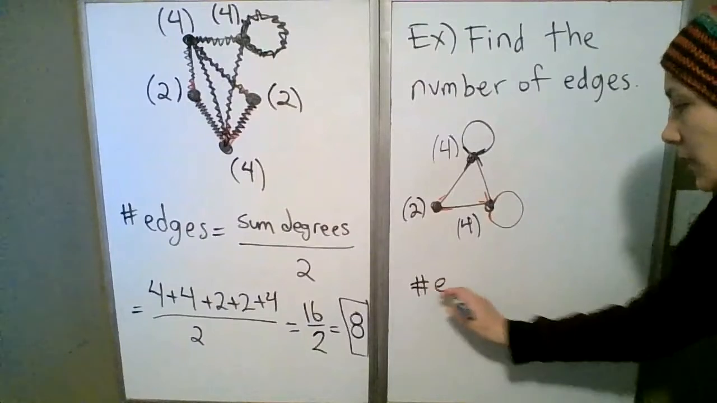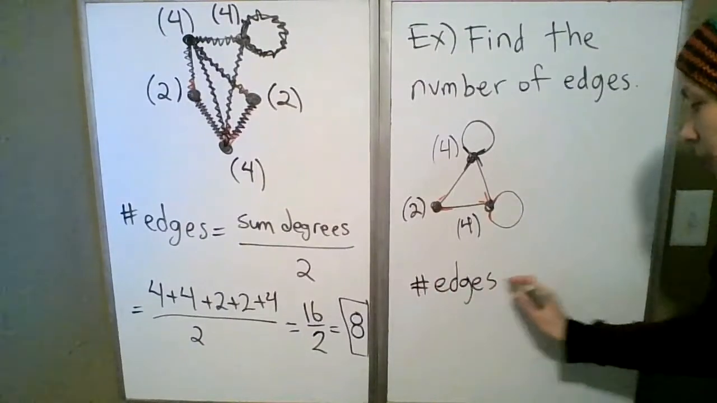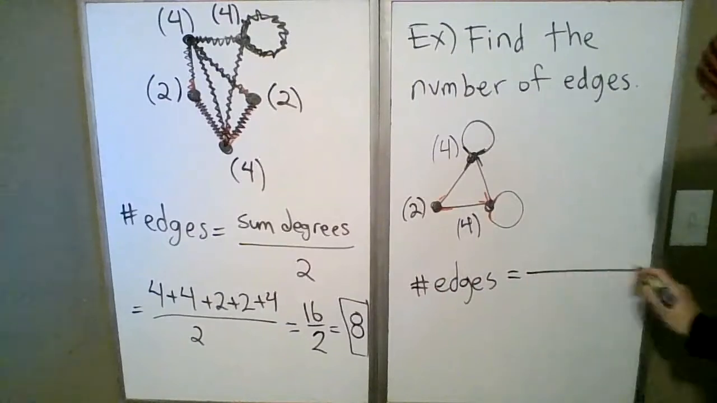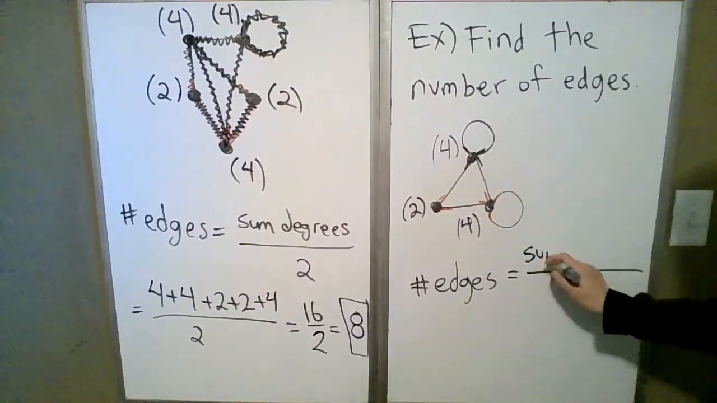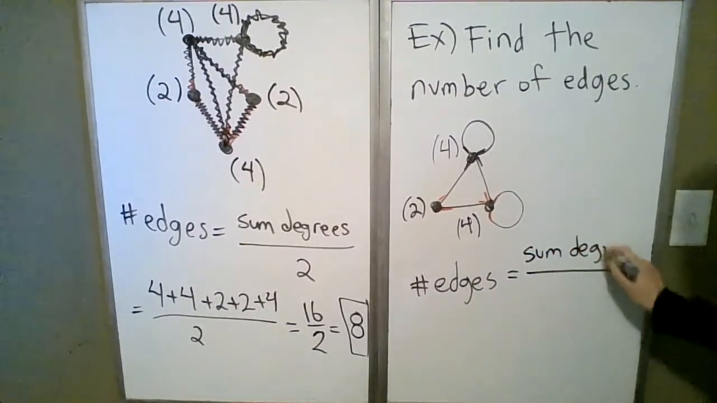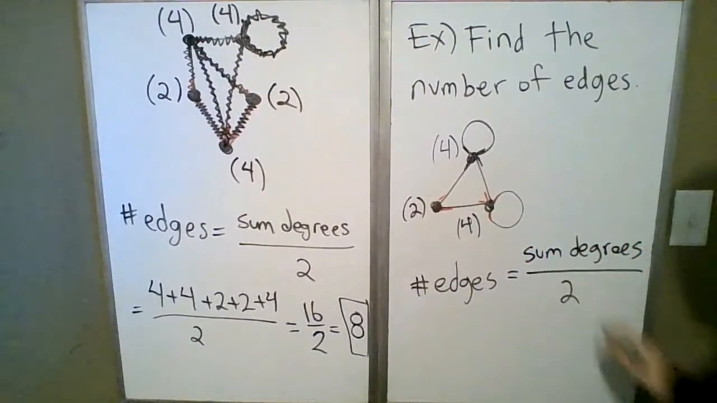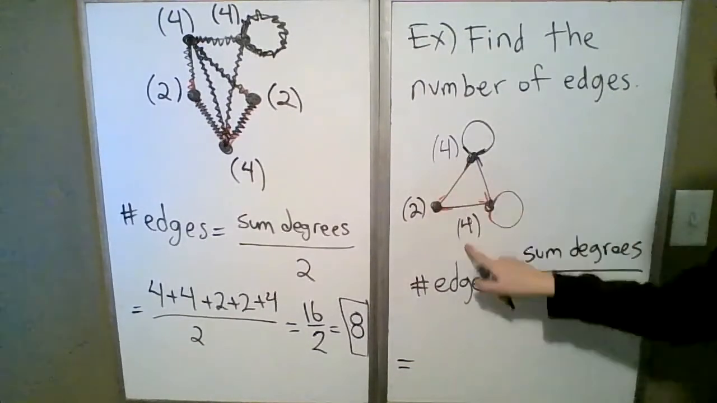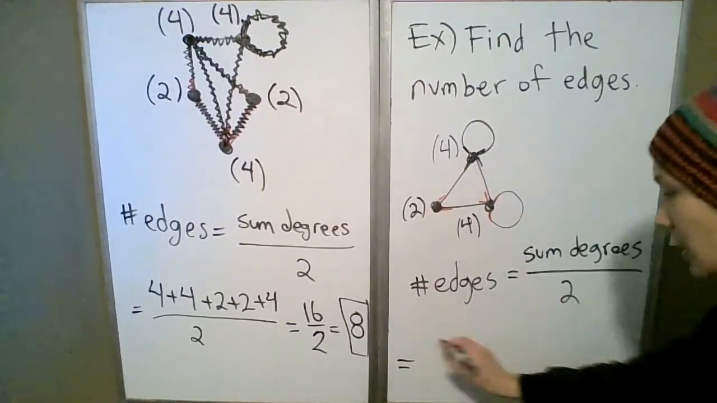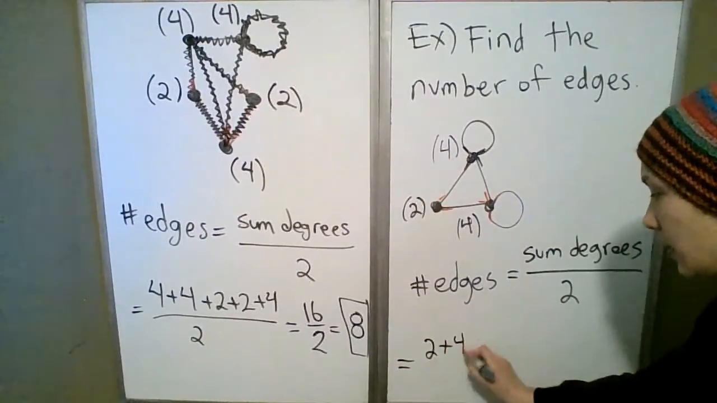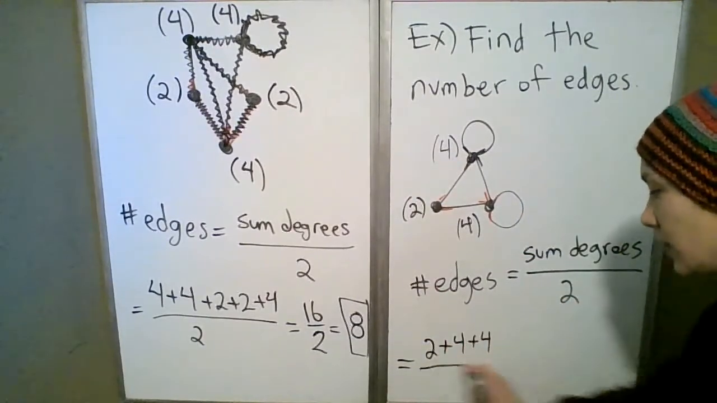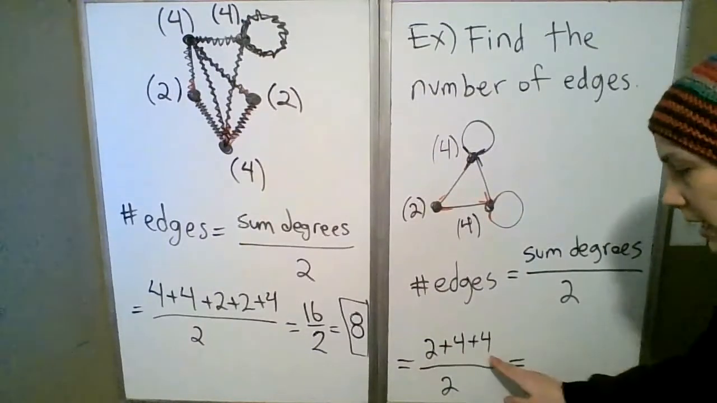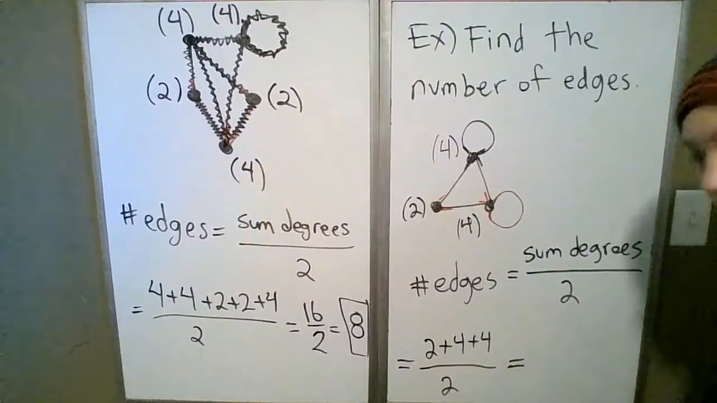Number of edges would be to sum the degrees, divide by 2. Okay. 2 plus 4 plus 4 over 2. Okay, so you've got 10 over 2.